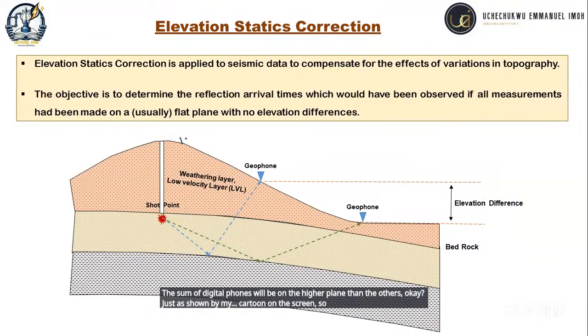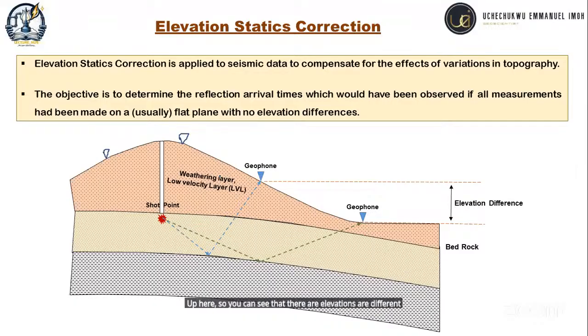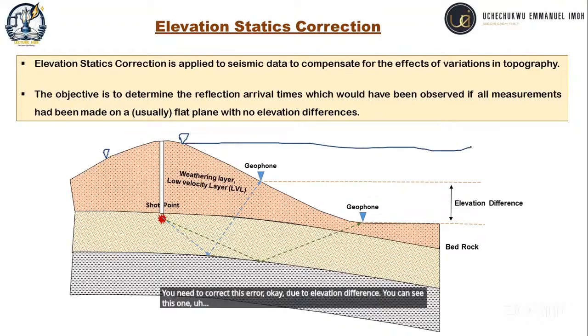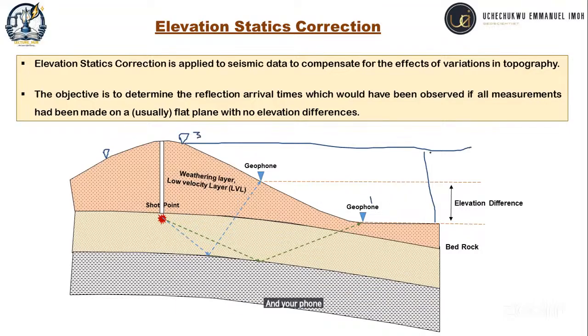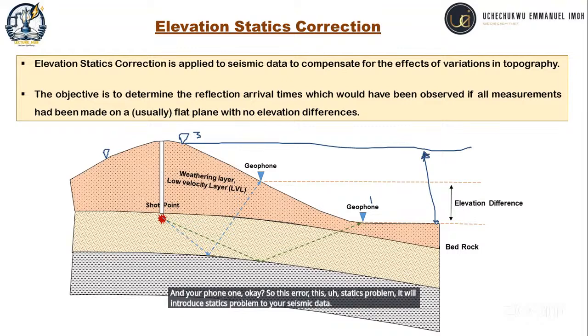So you can have another geophone that is up here, another one up here. So you can see that their elevations are different. So if the elevations are different, that is for elevation statics correction, you need to correct this error, okay, due to elevation difference. You can see the difference in elevation between geophone 3 and geophone 1, okay? So this error, this statics problem, it will introduce statics problem to your seismic data due to difference in what?